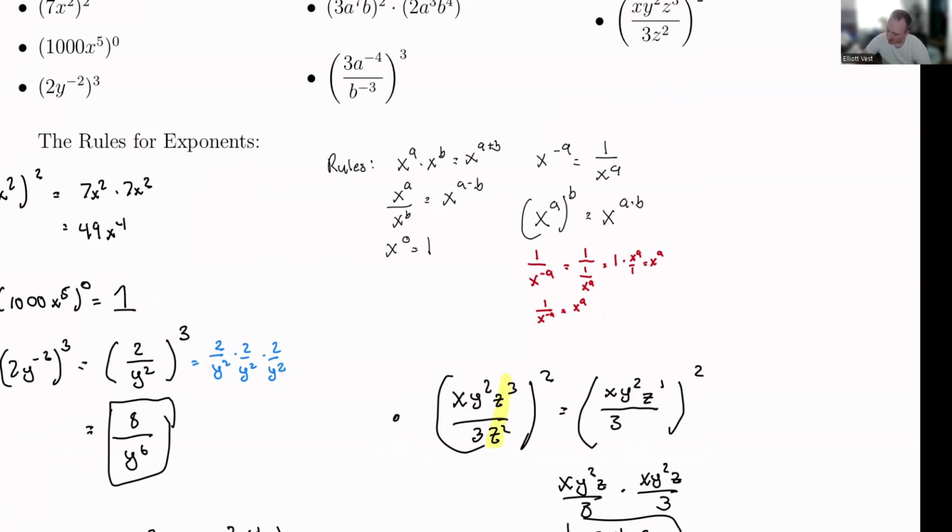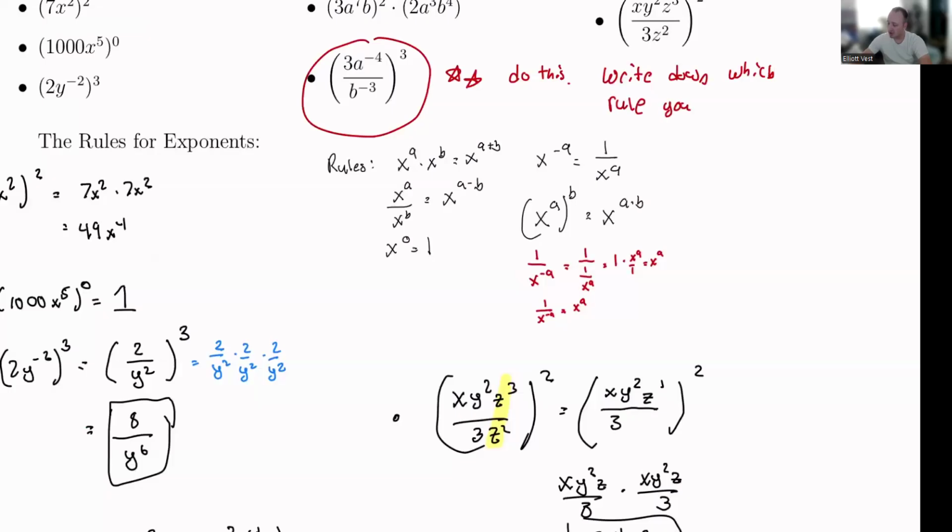Okay, so this is the last one. This is going to be your star problem. Your star problem is to do this, but also write down which rule you use in each step.